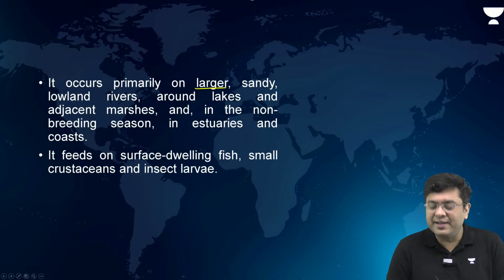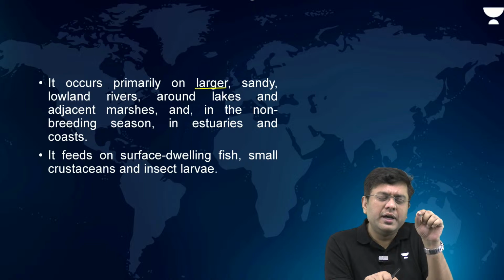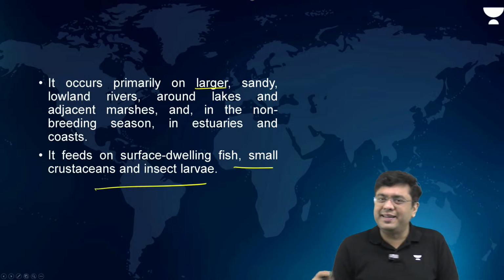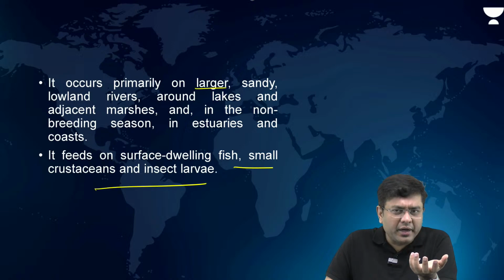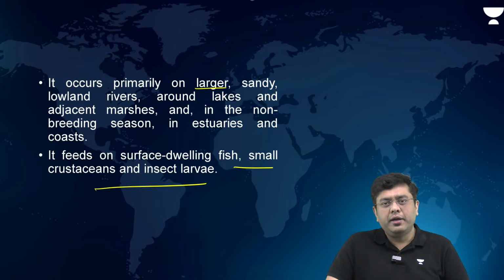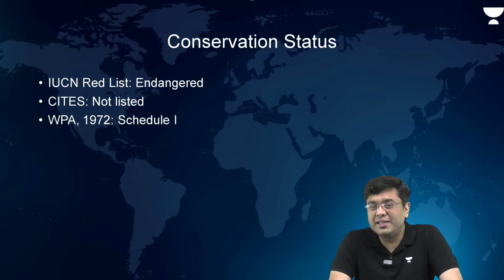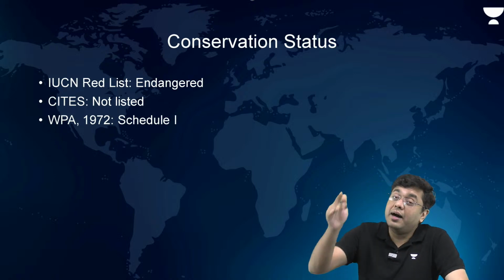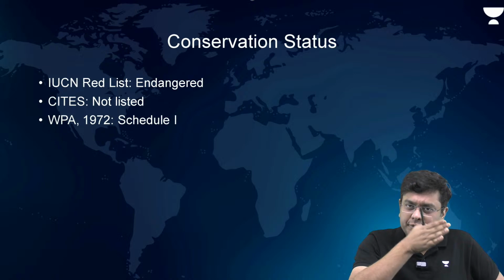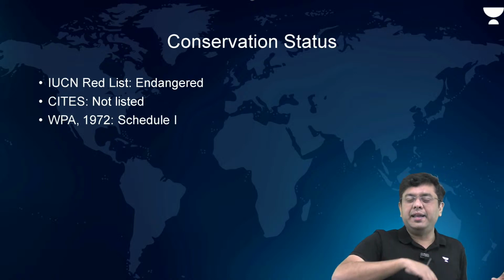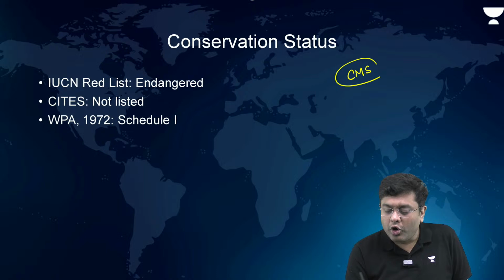It primarily occurs on larger sandy and lowland rivers. Here the skimmers, which have for food the presence of fish, small crustaceans and insect larvae, will always be found closer to the water body, right? So dried river beds, wetland areas, that is where you'll find them. Conservation status is endangered. In this case, it is not listed under CITES because the trade is not happening. The reason why the Indian skimmer is in news is that this particular species has been migrating between India and Bangladesh, and there needs to be a conservation effort to include them under CMS or the Bonn Convention.